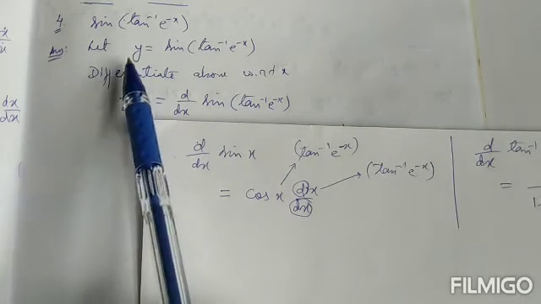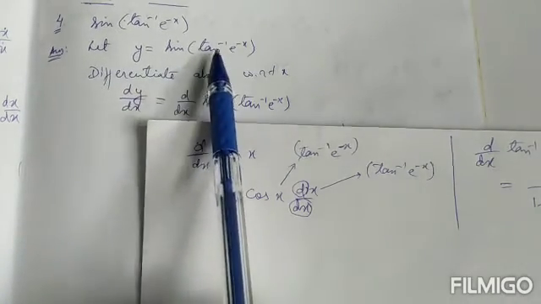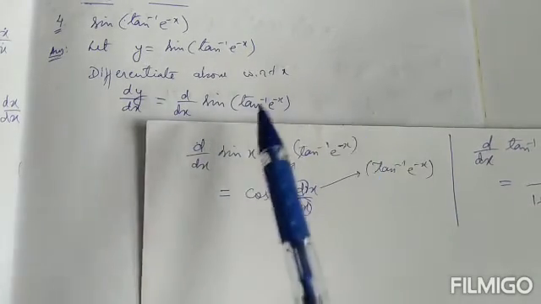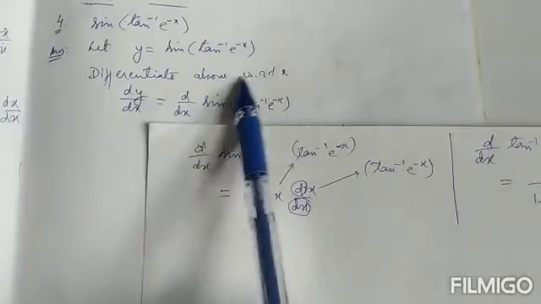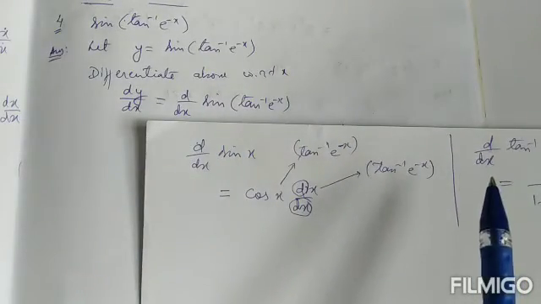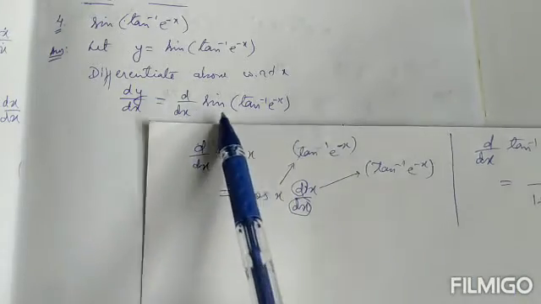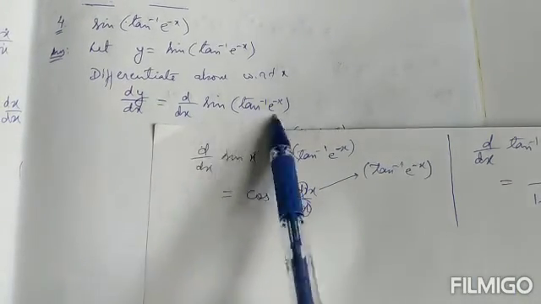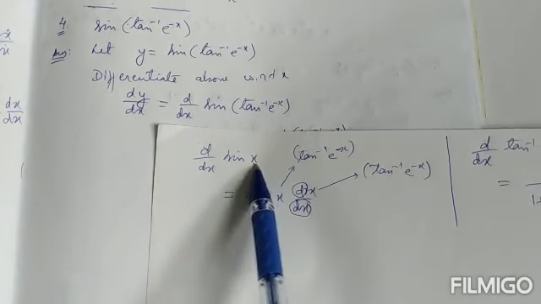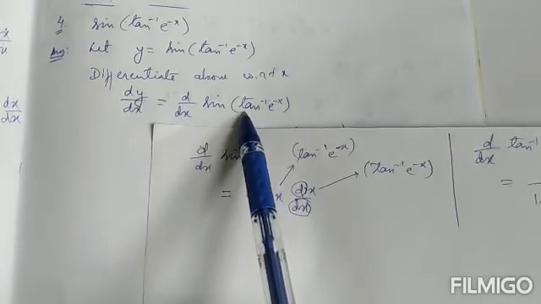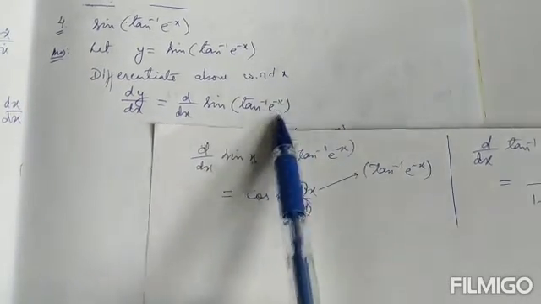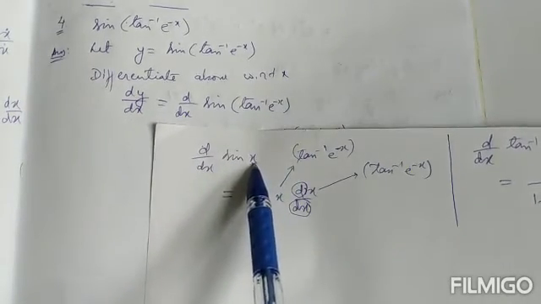Question 4. Let y equal to sine tan inverse e power minus x. Next step, differentiate the above with respect to x. That means I apply d by dx. When you compare this with the formula of sine of x, in place of x, in this case, we should have tan inverse e power minus x. That means the whole thing inside the bracket should be our x.